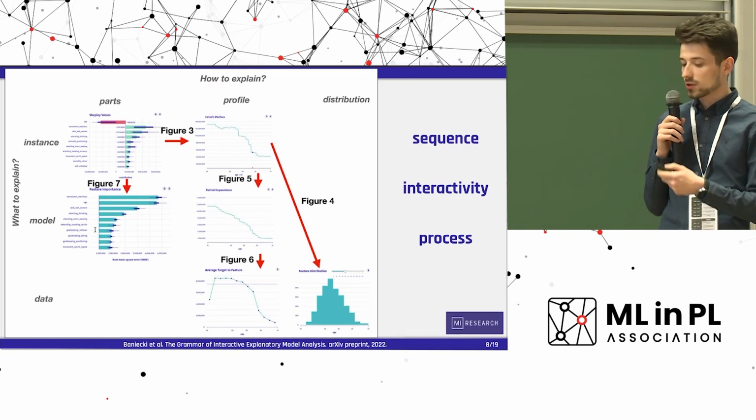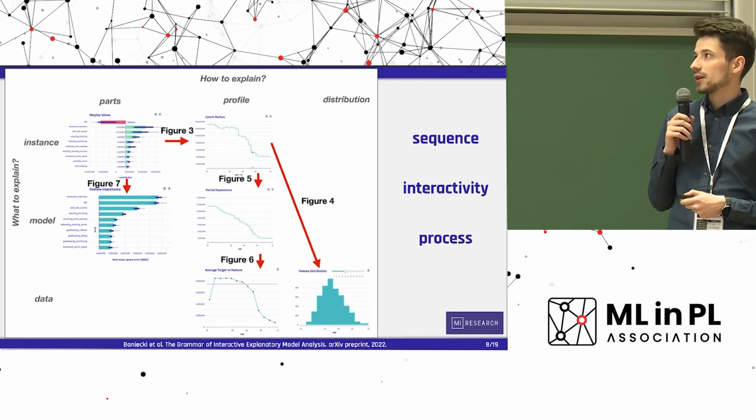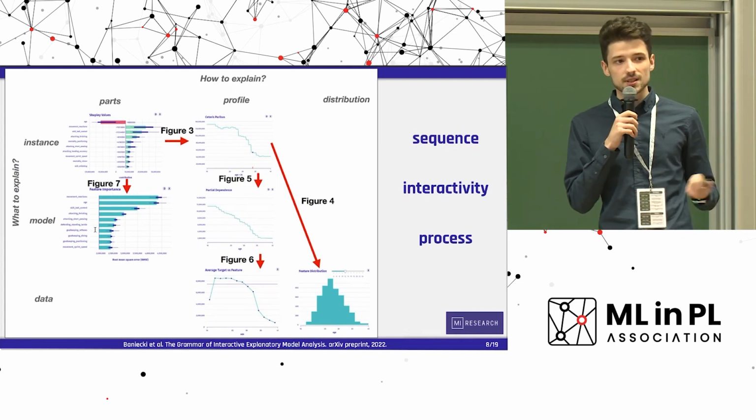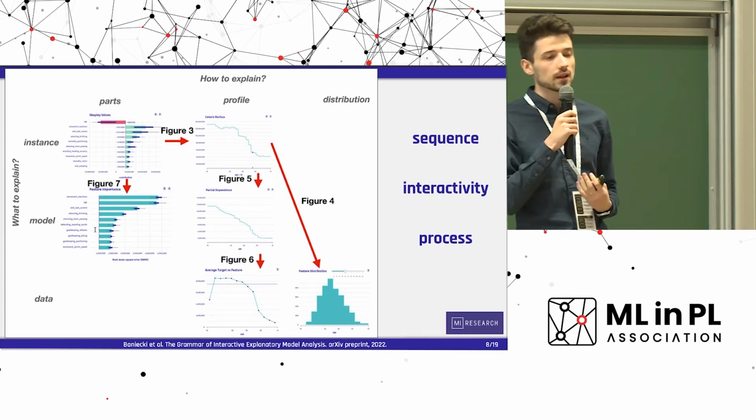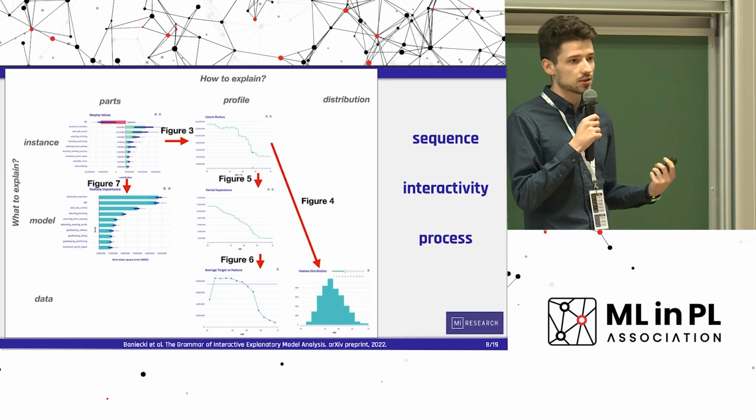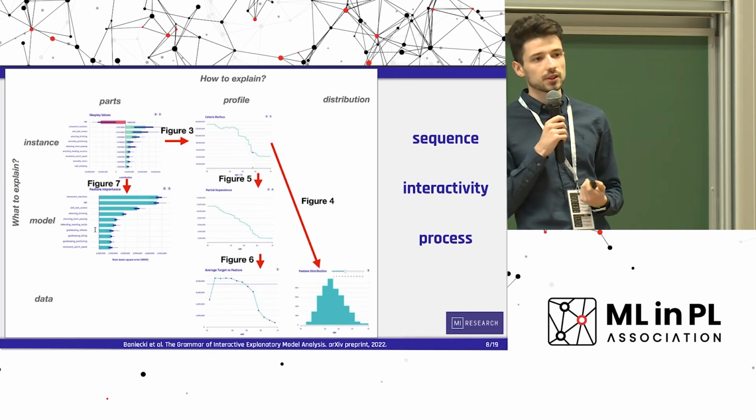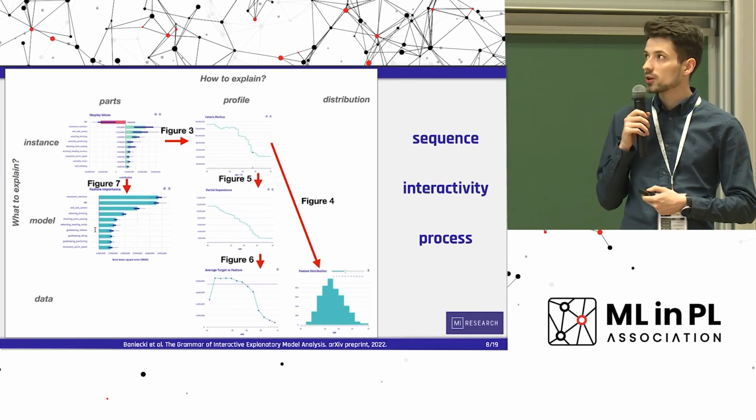And there are some keywords that are attached to this process. First of all, this is a process. Explaining a model is a process. It's not just looking at one visualization and saying, yeah, this feature is important. Maybe let's try to compare 3 different visualizations of feature importance.